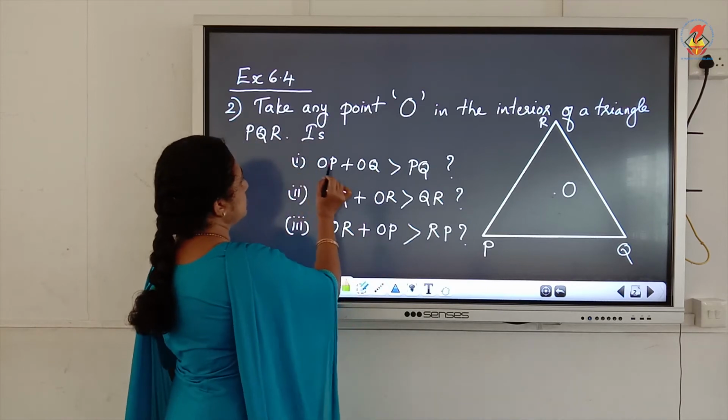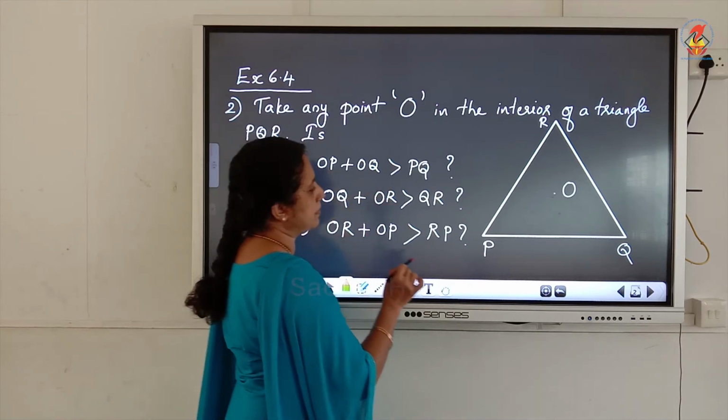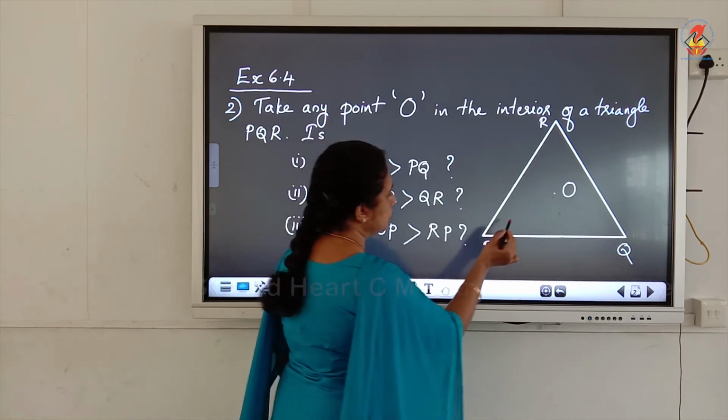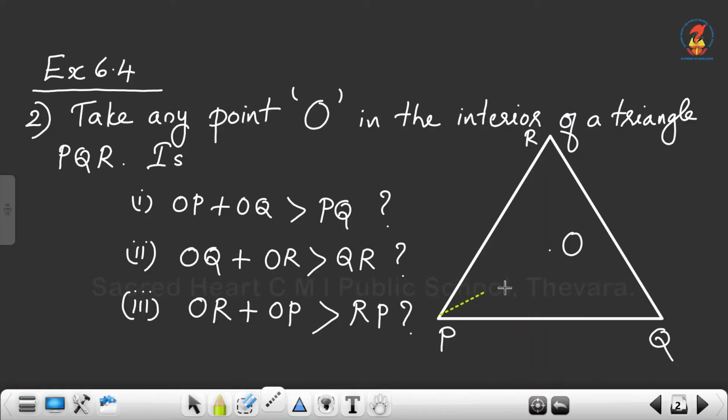So take a point O in the interior part. Now first one, OP plus OQ greater than PQ. Where is OP? Now we have to join O and P. We can join O and P. Now we can join O and Q also. Now you got a triangle. So what is the triangle? Name of the triangle? OPQ. Now look at that. OP plus OQ is greater than PQ.